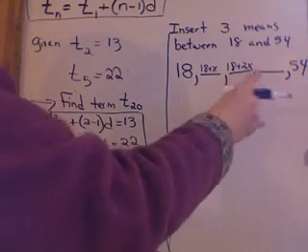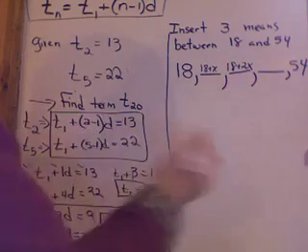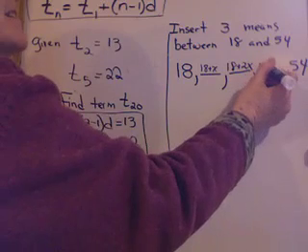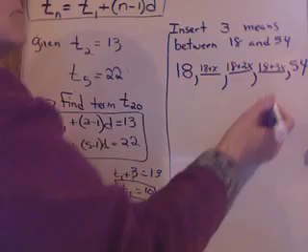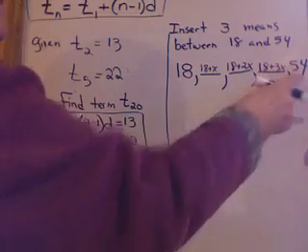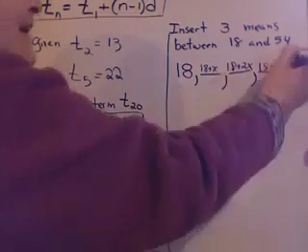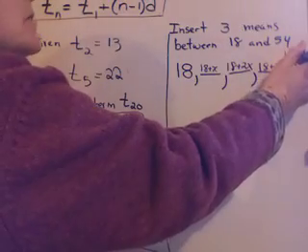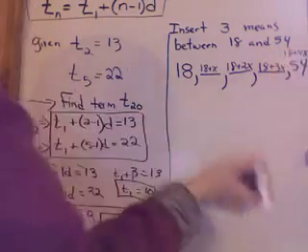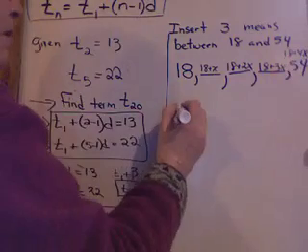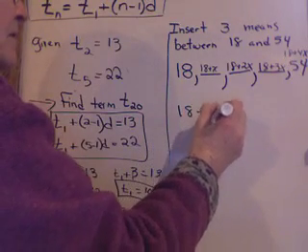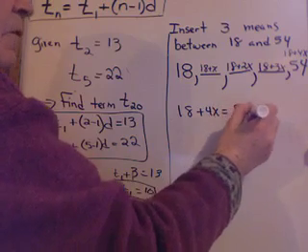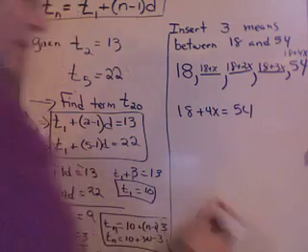Okay, how do I get from here to here? Add x again. 18 plus 3x. All right, one more jump. How do I get from here to here? Add x again. 18 plus 4x. Oh, but I know that one. It's 54. There's my equation. 18 plus 4x equals 54. What do I do next?